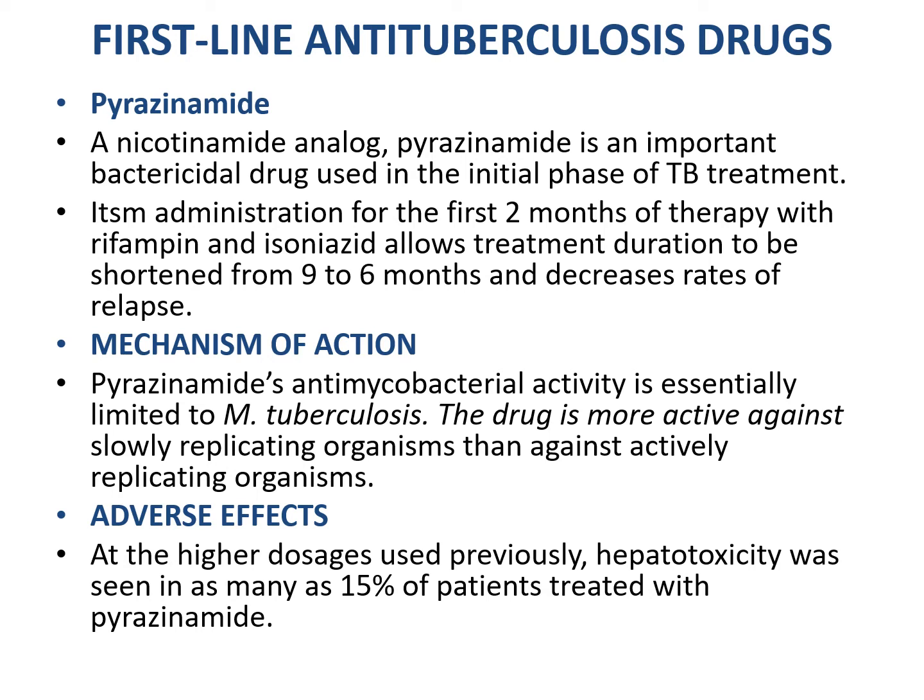Administration of pyrazinamide for the first 2 months of therapy with rifampin and isoniazid allows treatment duration to be shortened from 9 to 6 months and decreases rates of relapse. Pyrazinamide's antimycobacterial activity is essentially limited to Mycobacterium tuberculosis. The drug is more active against slowly replicating organisms than against actively replicating organisms. At the higher dosage used previously, hepatotoxicity was seen in as many as 15% of patients treated with pyrazinamide.